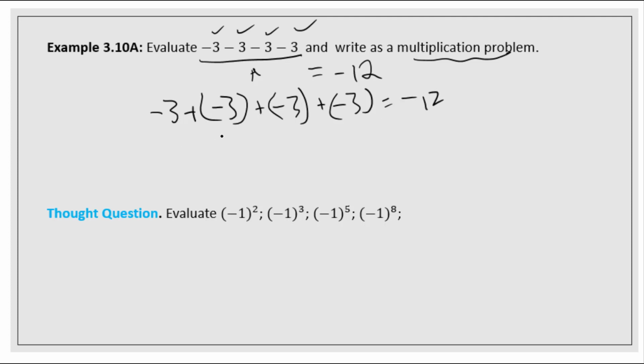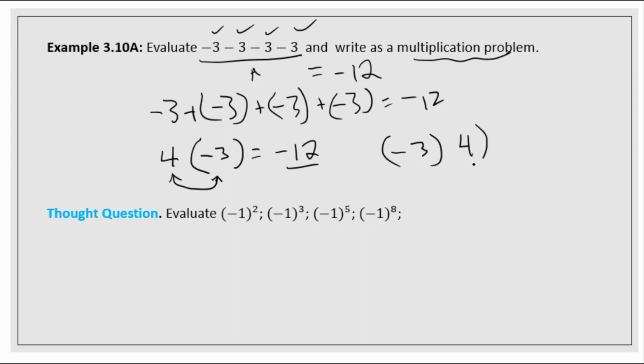Now, writing as a multiplication problem, I can say instead of adding negative 3 4 times, I can say that's 4 times a negative 3, which is a negative 12. So it's always going to be the case that a positive times a negative is going to give you a negative. But if I flip it around, multiplication is commutative. The order doesn't matter. So that's also going to be a negative 12. So it follows logically. It's not a matter of memorizing a positive times a negative. It's a matter of understanding what exactly is going on here.